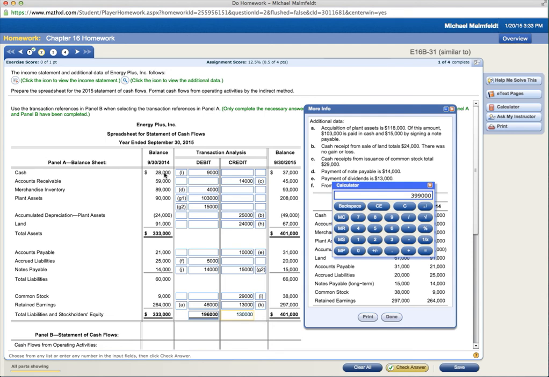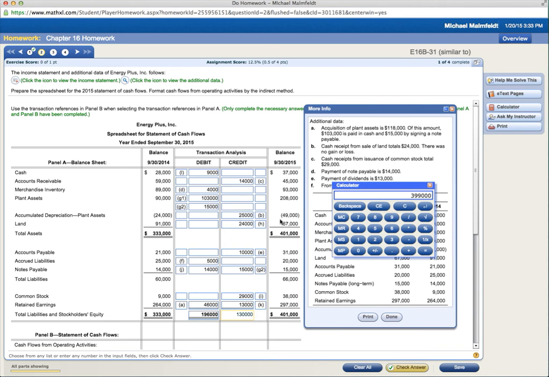Okay, so from 28,000 to 37,000, I need a debit of 9,000. I have that. From 59,000 to 45,000, I need a credit of 14,000, which I have. From 89,000 to 93,000, I need a debit of 4,000, which I have. From 90,000 to 208,000, I need a debit of 118,000. If I add those two together, that's what I have.